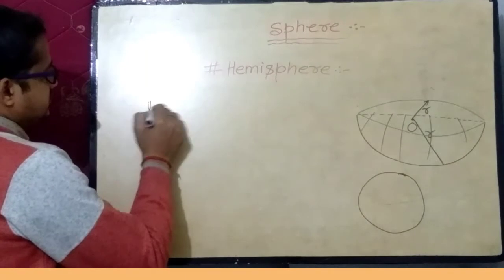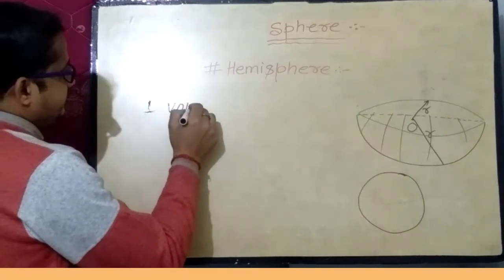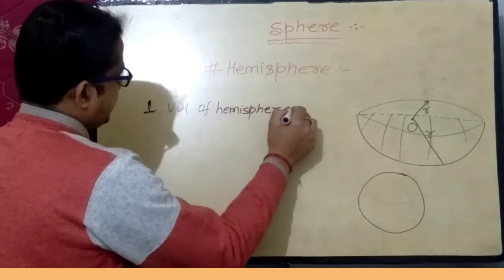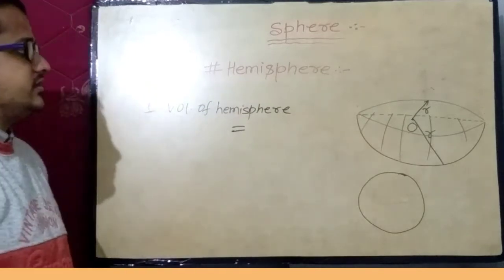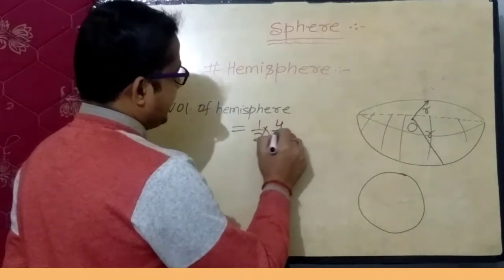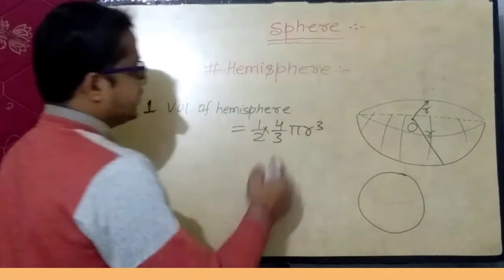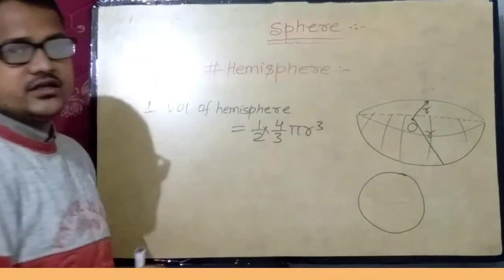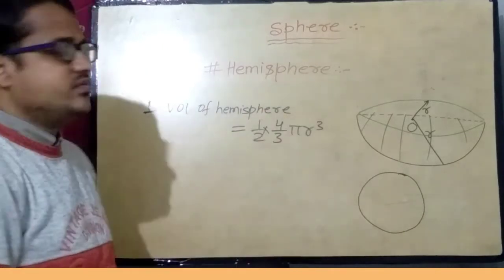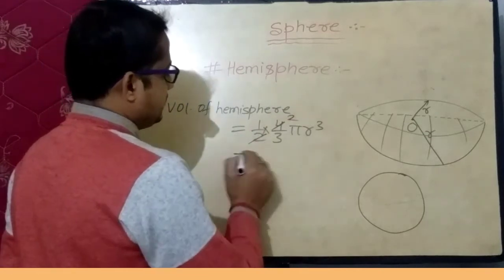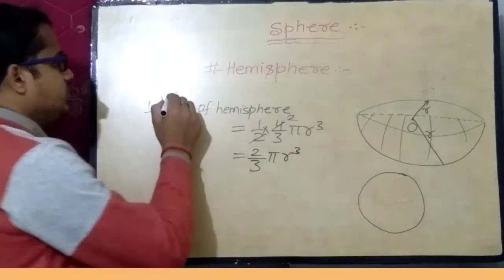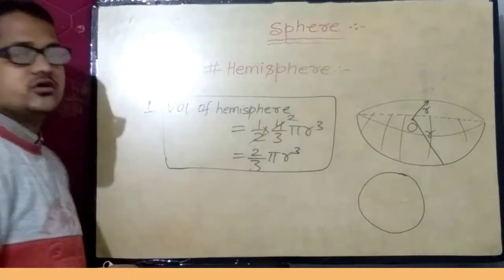Now first, the volume of hemisphere. This is half of the sphere, so 1 by 2 into 4 by 3 pi r cube. That is the volume of a sphere, 4 by 3 pi r cube, and 1 by 2 of the volume of a sphere is the volume of hemisphere. So by solving it, you will get 2 by 3 pi r cube. So we can say that the volume of hemisphere is 2 by 3 pi r cube.